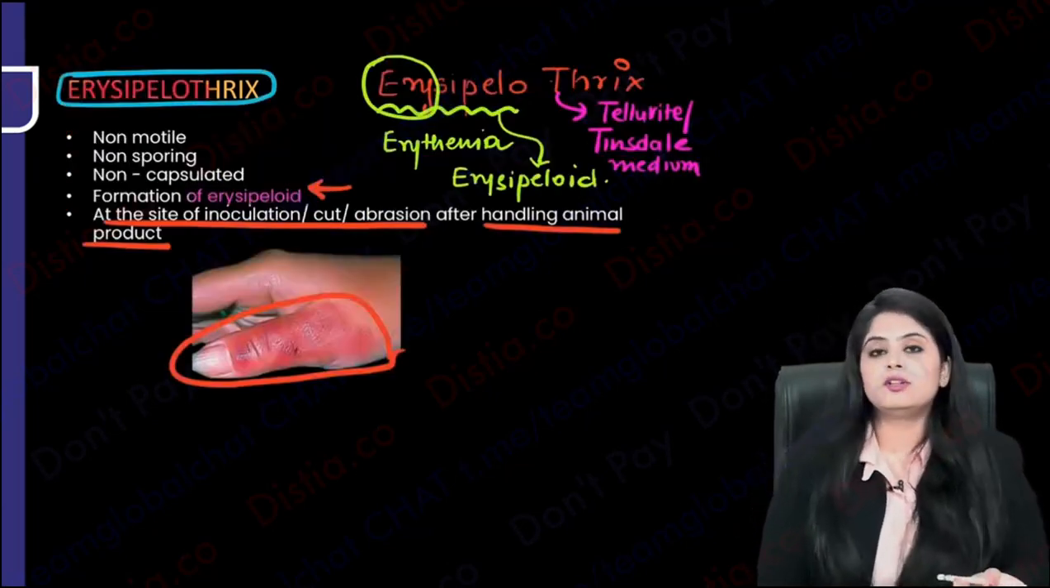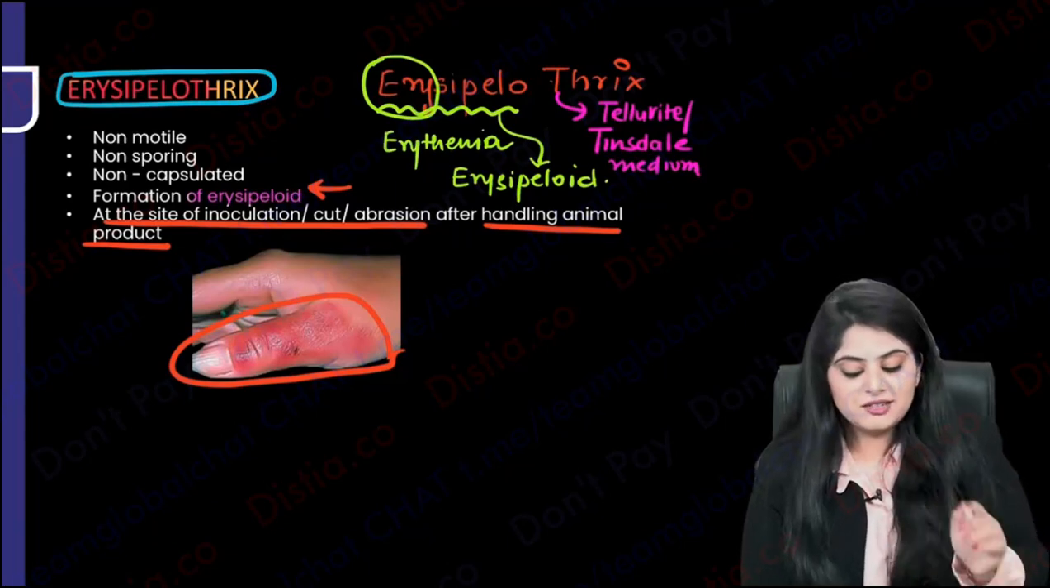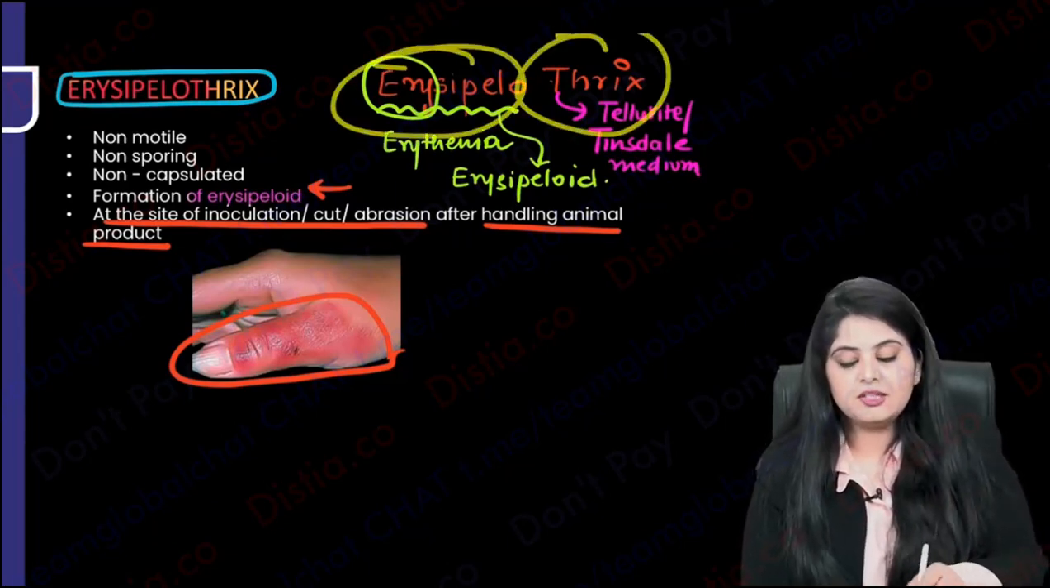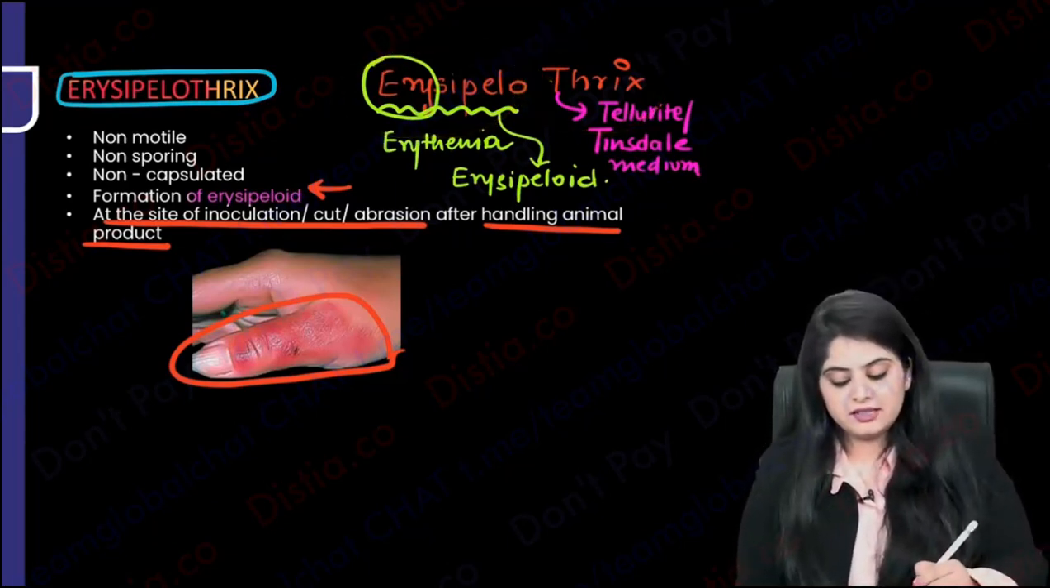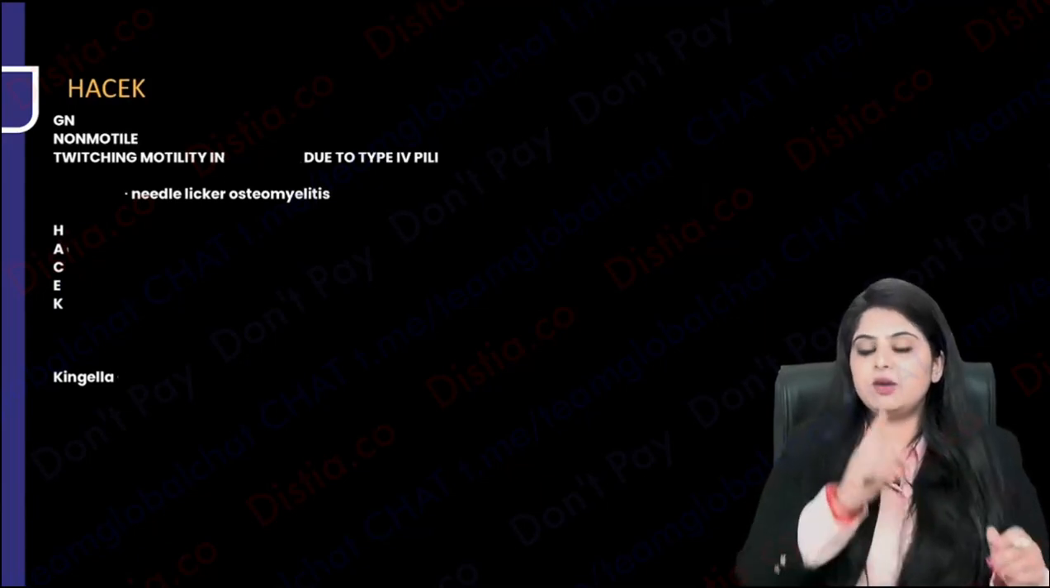Erysipelothrix याद हो गया? This was not a mnemonic I had planned for you. ये बहुत अभी ऐसे impromptu बना है while recording it, so it's good. Erysipelo हो गया, Thrix हो गया for Tinsdale and tellurite, and that is done. Now we go on to another group of quickly one slide wala organisms.